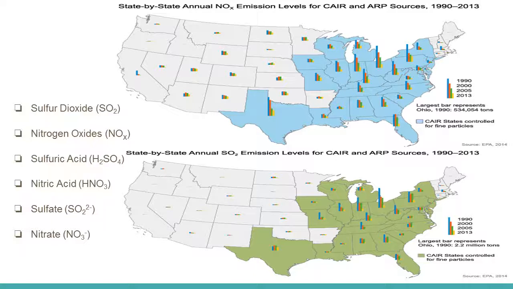The good news that this graphic shows is that the yellow bar charts representing the 2013 emissions for nitrogen oxide and sulfur dioxide are much lower than what those emissions were back in 1990. So we have definitely seen an improvement in decreasing the amount of nitrogen oxides and sulfur dioxides that are emitted into the atmosphere since 1990.